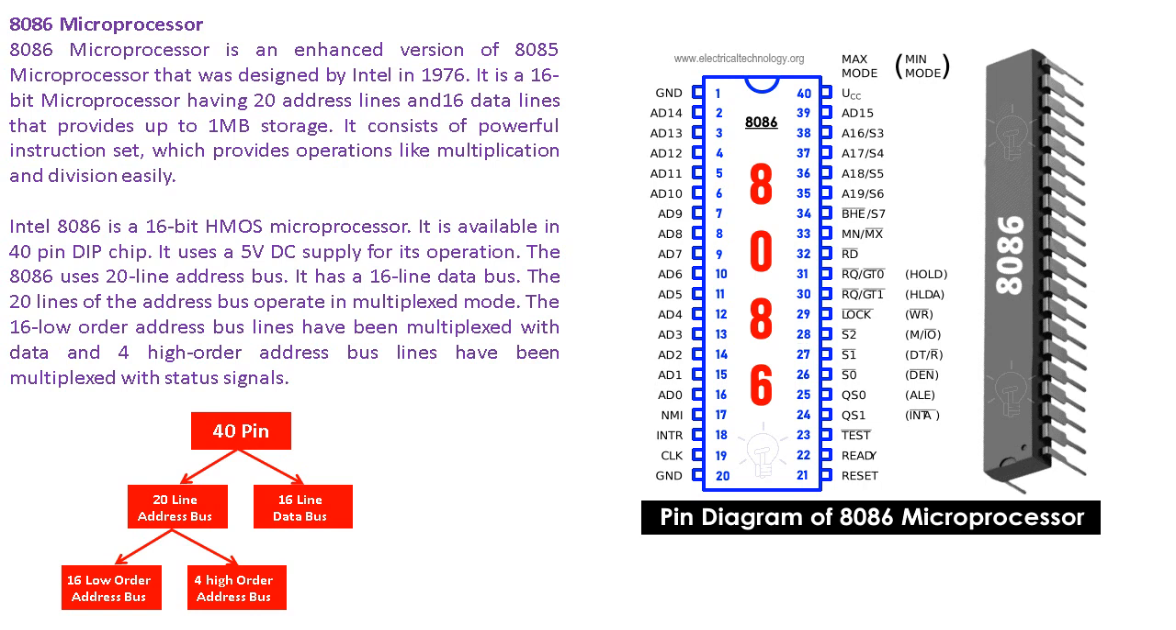We can observe the diagram given below. Total 40 pins have been divided into two parts. At our left we have the 20-line address bus, and at our right the 16-line data bus, and the 20-line address bus is further divided into two parts: 16 low order address bus and 4 high order address bus.